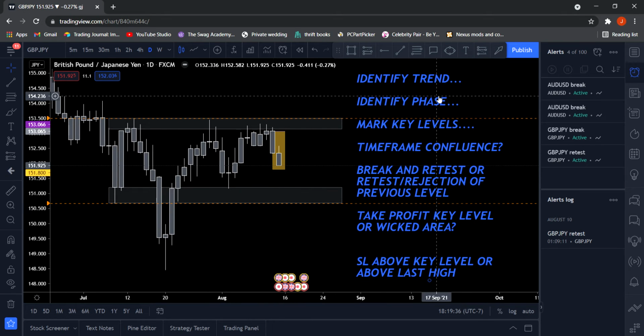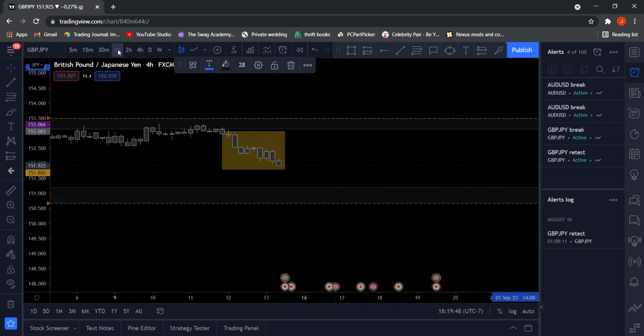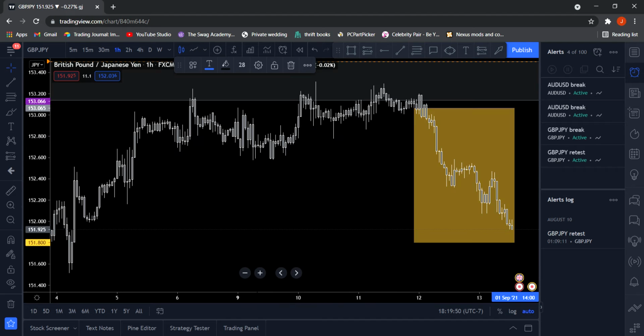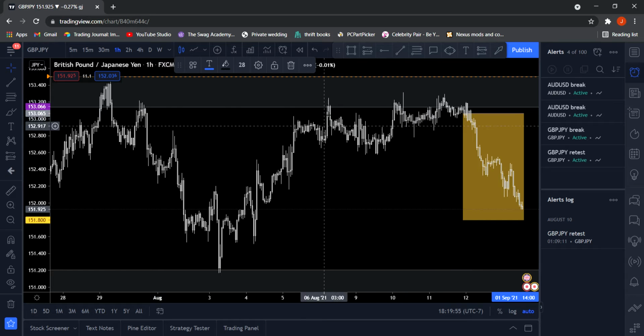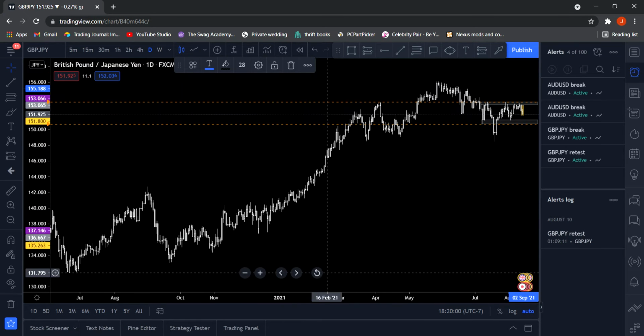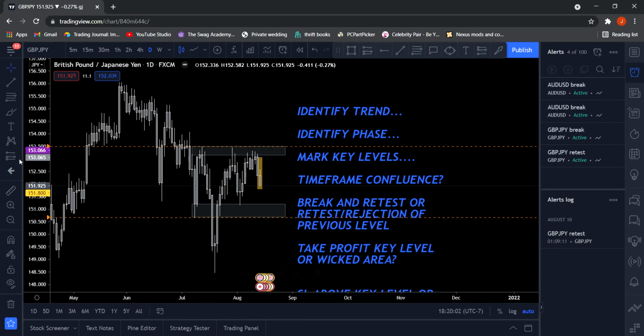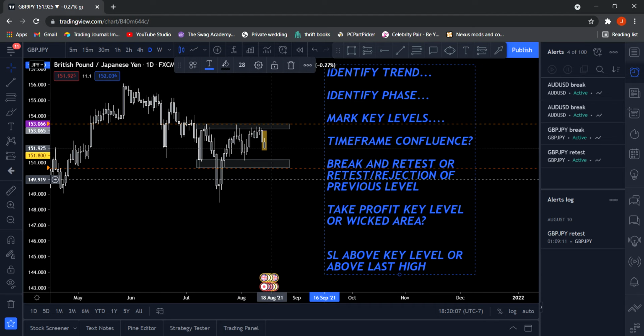So in the blue, you see right here, the first thing is identify the trend. Like I was just saying, on the higher time frame it's consolidating. But if you go to the lower time frame, I guess you would say it was in an uptrend up until this point, and then it started rejecting this resistance right here. So identify the trend: I just say consolidation. Identify the phase of the market.